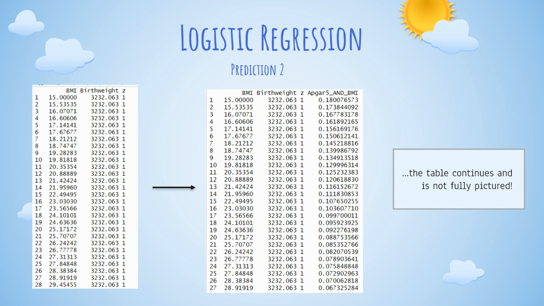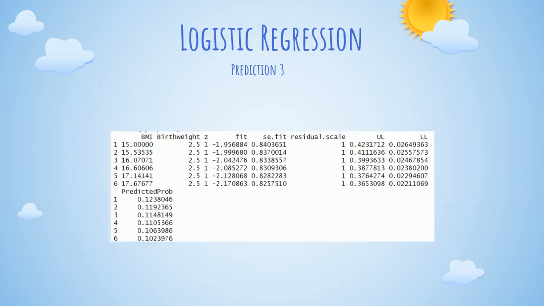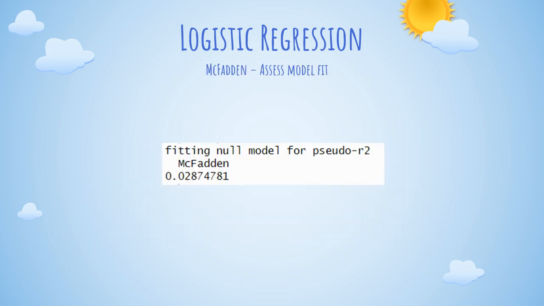Next, we can go into our second prediction, and APGAR and BMI together have values below 1, so this indicates that APGAR and BMI together have a negative relationship with the predictors. This table was quite long, and so it's not fully pictured. And for our third prediction, once again, our predicted probabilities are below 1, indicating a negative relationship.